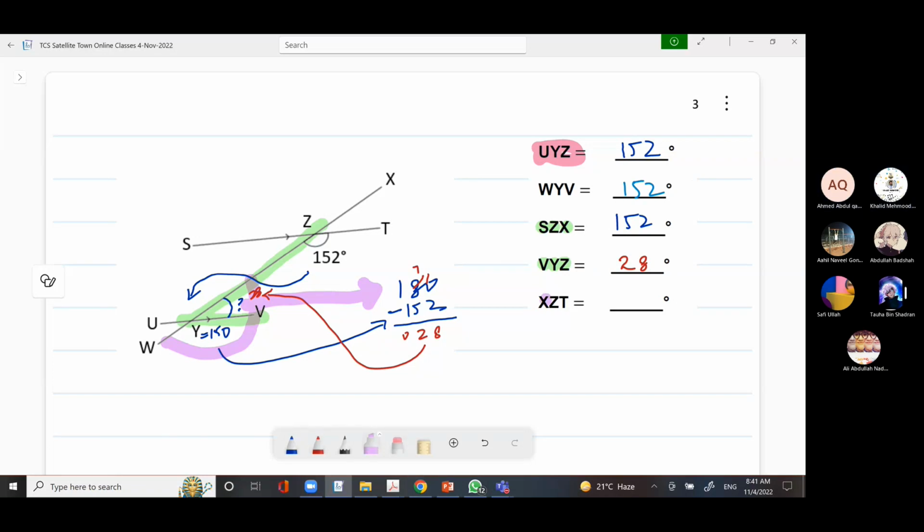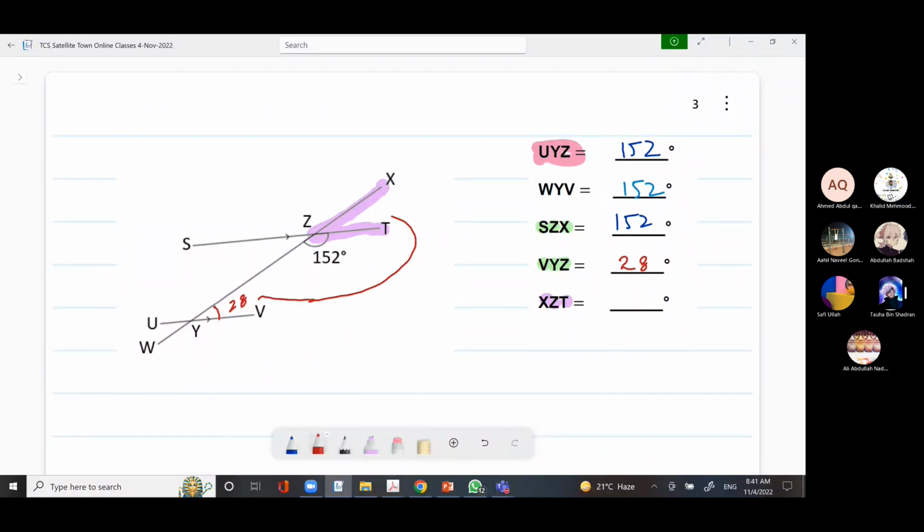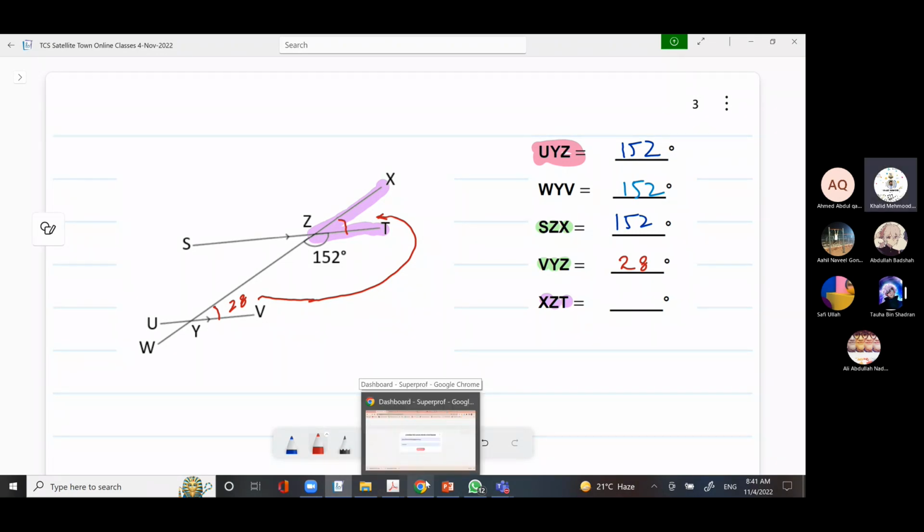X, Z, and T. Now I'm drawing the other lines so that it will be easy for us to understand. Where is X? Now, before that, we had found 28. Now, what about 28 and this angle, what is the relation? Sir, I don't think it will be 28. Yes. Okay, then.